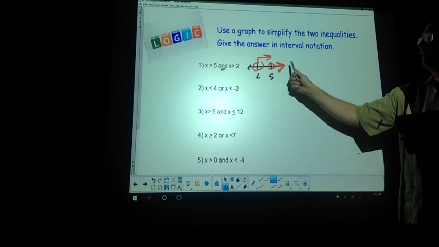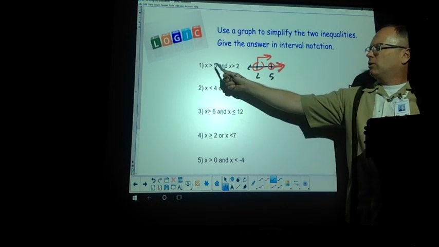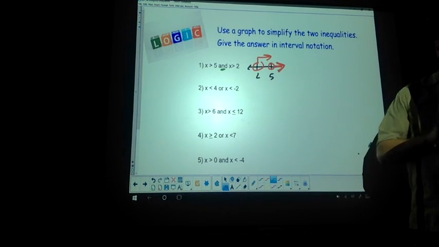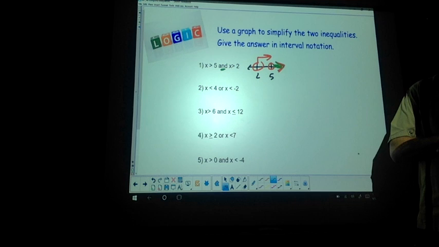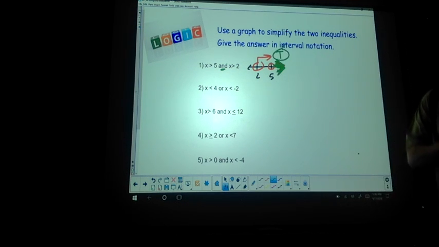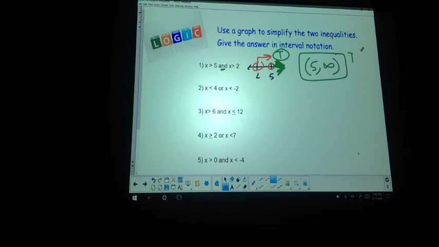So I'm going to pick on the other side of 5. So maybe I pick 6. Is 6 greater than 5? Yes. Is 6 greater than 2? Yes. So this region over here is where everything is true in both of my equations. Okay? So in interval notation, I'm going to start at 5 and go to infinity. And if I do that, I will find that everything in that region gives me true on each of my problems. Does that make sense? Good?